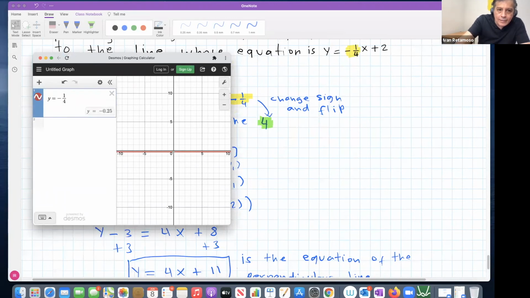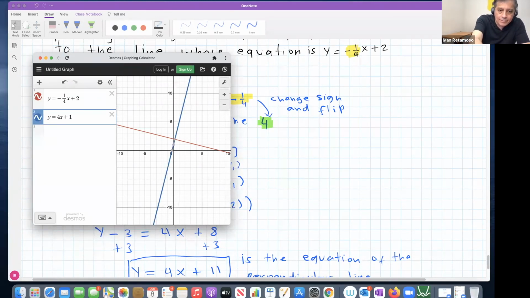1/4 times x plus 2. This is this red line. Now let's graph the one that we just got, y equal 4x plus 11. And you can see that they meet, and not only that, they meet forming a corner, a 90-degree angle. You can see it there. So all checks out, so you are good. Great.